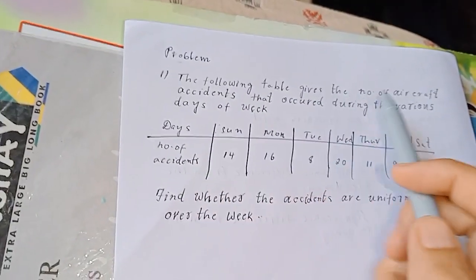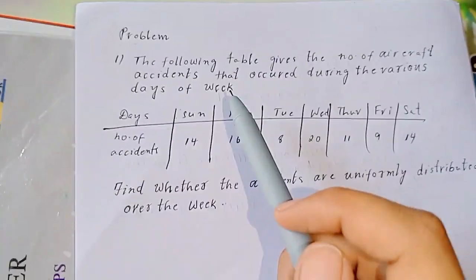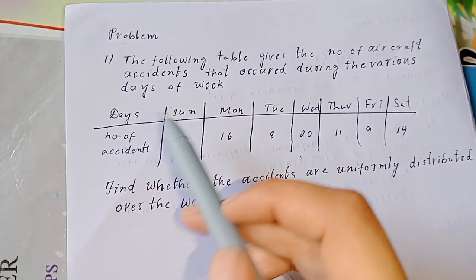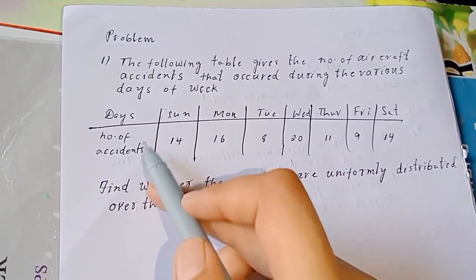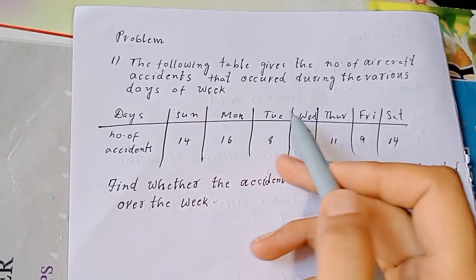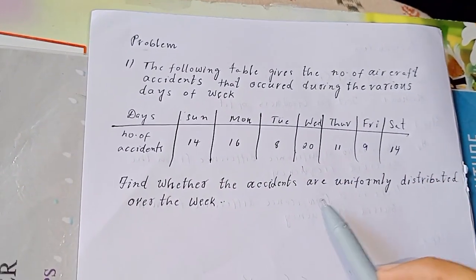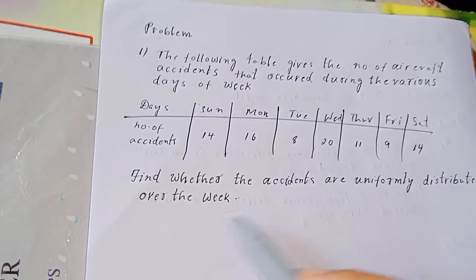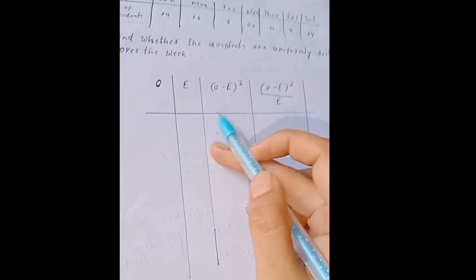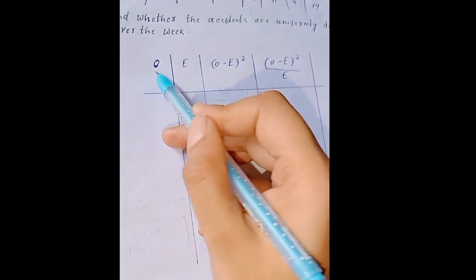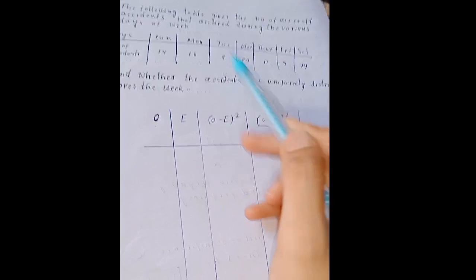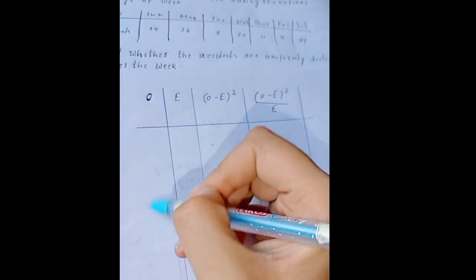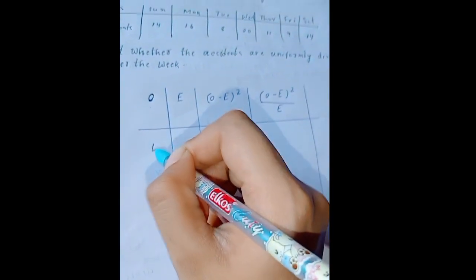The following table gives the number of aircraft accidents that occurred during the various days of the week. It is a table of days and number of accidents in a day. Find whether the accidents are uniformly distributed over the week. Here we are supposed to construct a table. O means these values, we have to write under O.